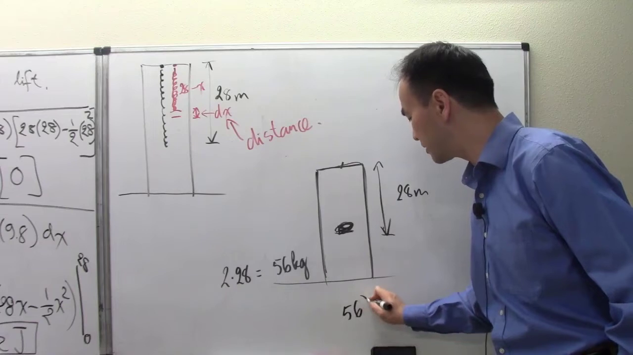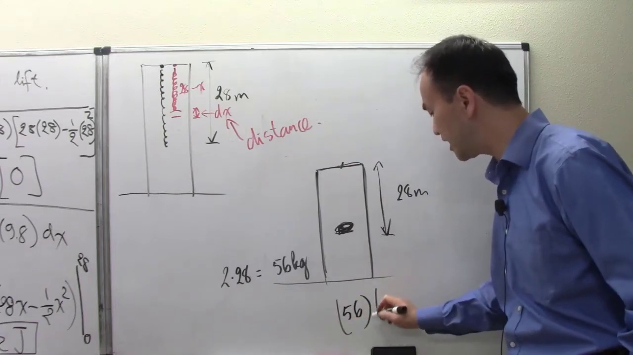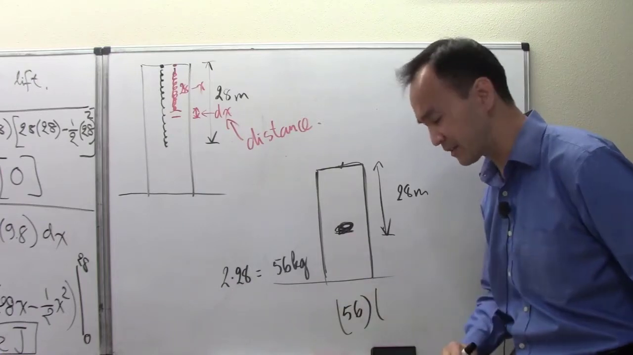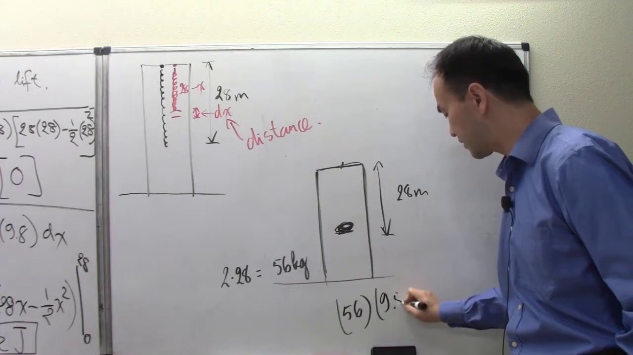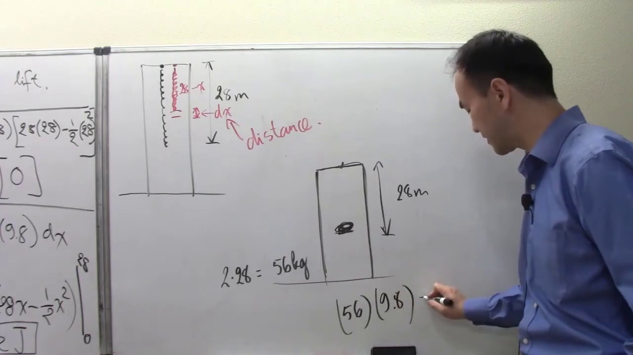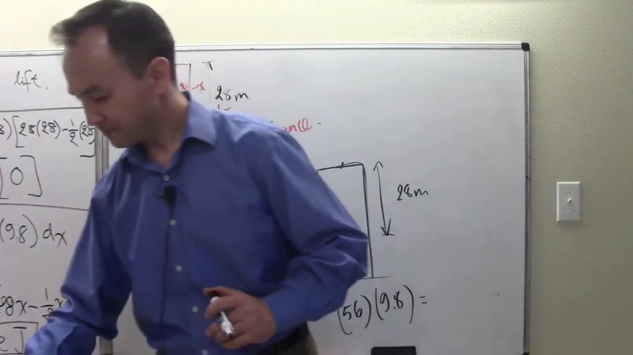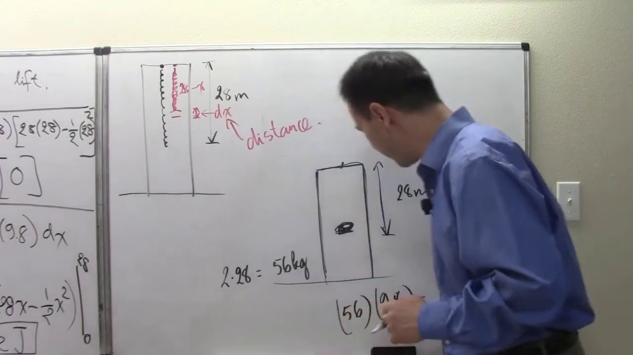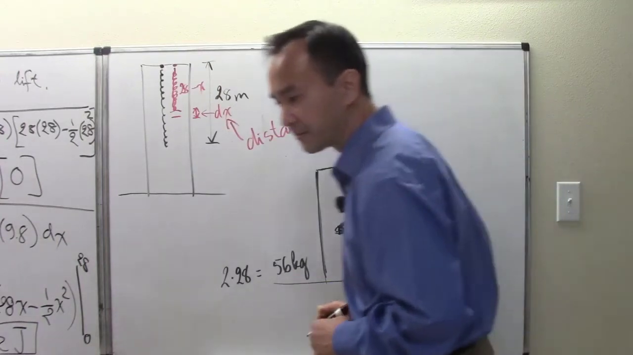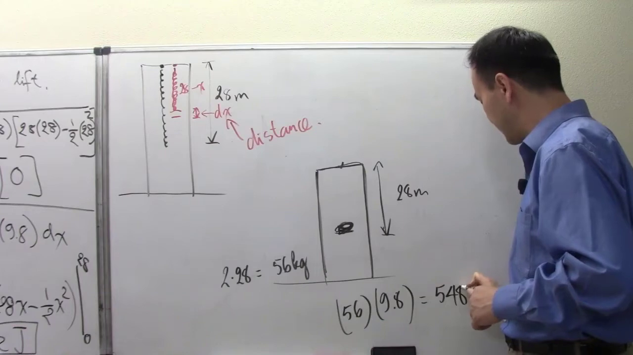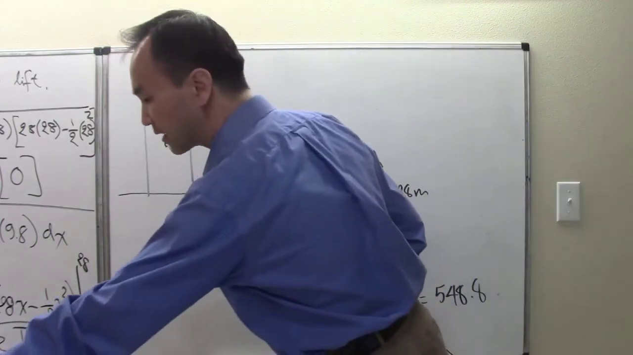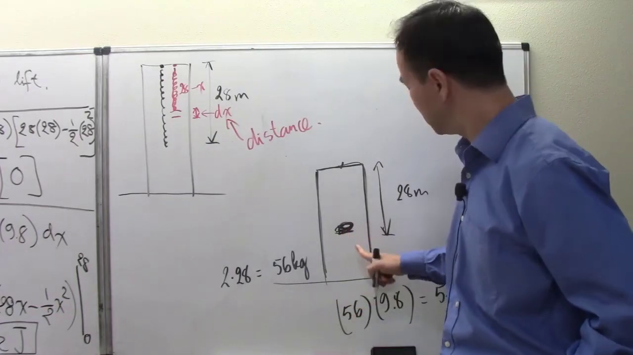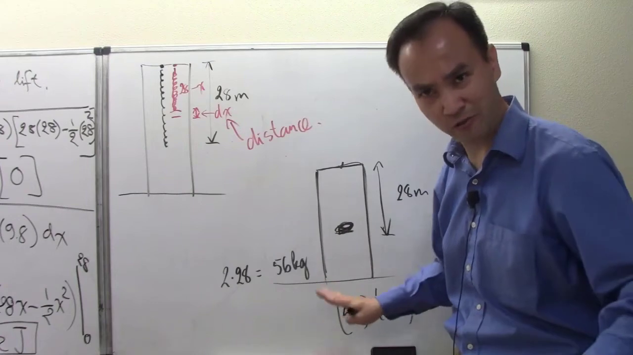And we are going against gravity. So we're going to need to take that mass, 56 kilograms, and everything is in SI units. We're multiplying with 9.8. So this is the amount of force required for us to lift this. That is, we're going to need 548.8 newtons to lift that. But then how far do we lift? 28 meters. It's not a joke, 28 meters.